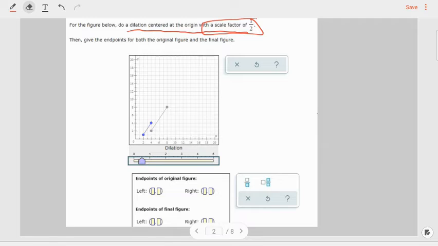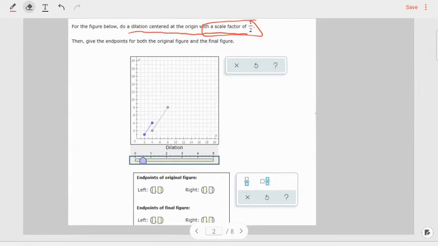The second step is just to answer that question, where are my endpoints? So on my original figure, that's the gray one, that was my original. Here are my two endpoints. On the left, I have the ordered pair 4, 2. So remember, all points are x and then y. So the x value is 4, the y value is 2. And my right point, the x value is 8, and the y value is 8 as well.